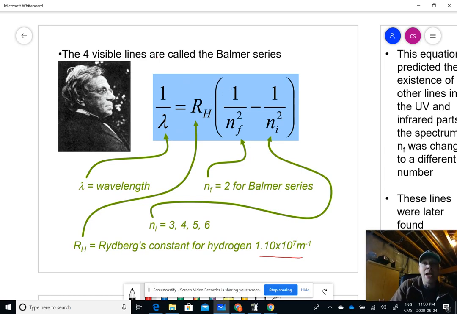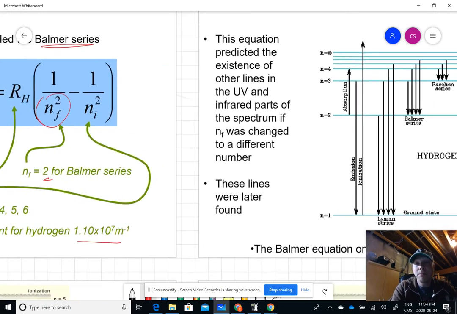Now the visible lines again are from the Balmer series, and if you remember that from last video, that is when we end at the second energy level. If we end at the first energy level or the third energy level, then they're infrared and ultraviolet, and so we wouldn't see them.